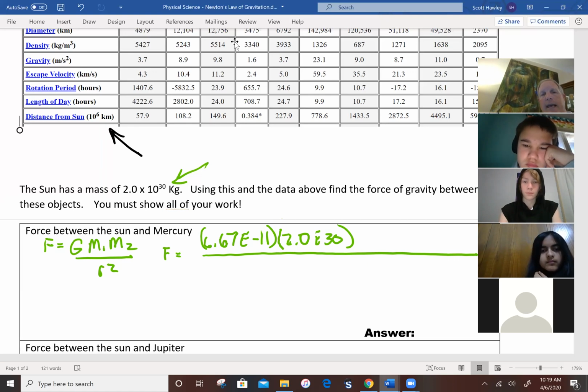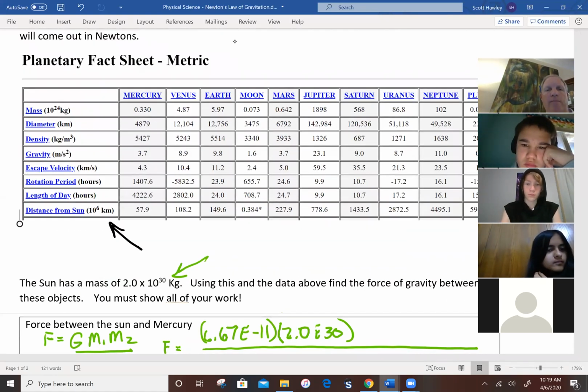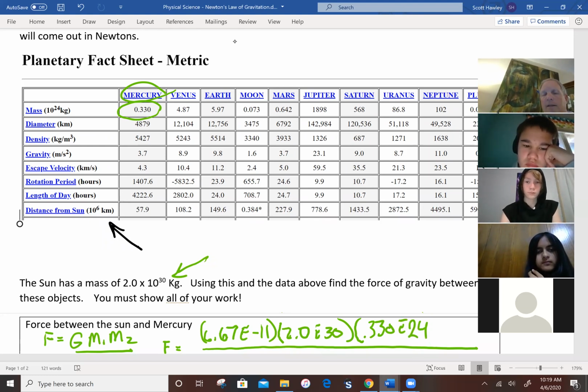Okay, so now let's analyze this table. Here's Mercury. Mercury evidently has a mass of 0.330 times 10 to the 24th. Okay, so 0.330 times 10 to the 24th. Do you see how we're just filling out the table?